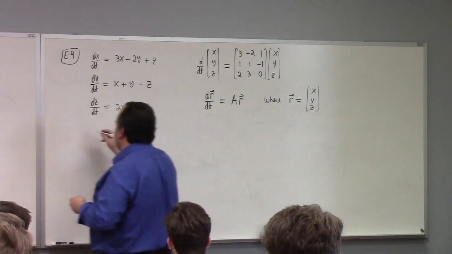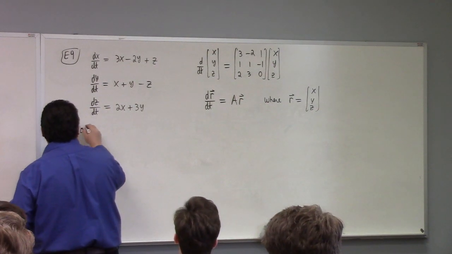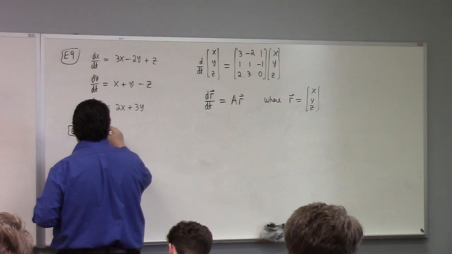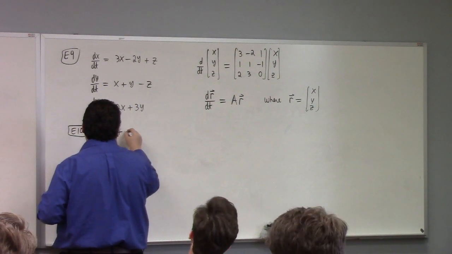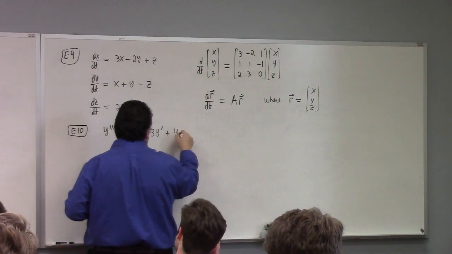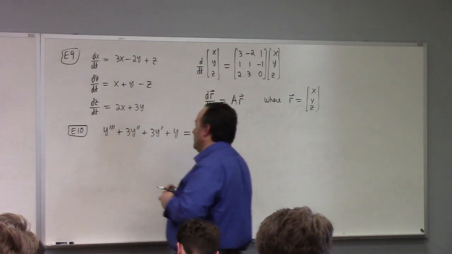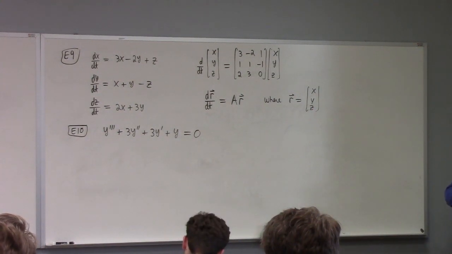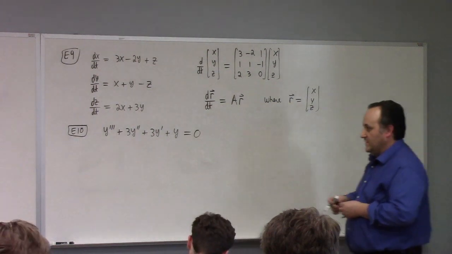One more reduction of order example, and then I'll share with you the method. All right, so here's another one. We could have y prime prime prime plus 3y prime prime plus 3y prime plus y equals 0. This is a third order constant coefficient ordinary differential equation. In fact, we can solve this, but I'm not going to do that.